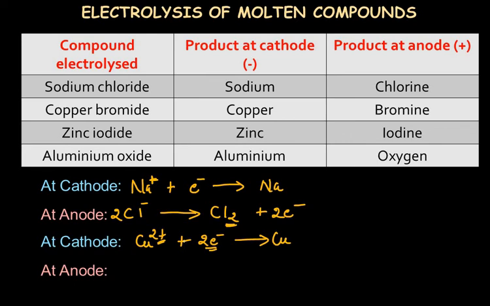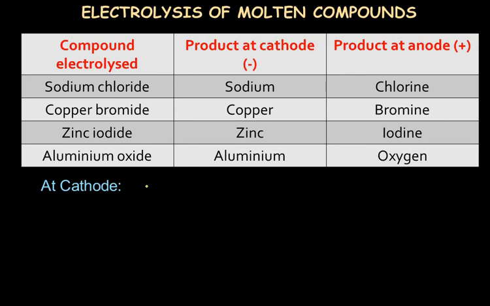Now at anode, here bromine is going to form. So bromide ions are discharged, forms bromine molecule. So balancing again requires 2 here with the bromide ions, and so it loses 2 electrons. So oxidation again occurs at anode and it loses 2 electrons because 2 bromide ions are required to form 1 bromine molecule, and 1 bromide ion loses 1 electron each. So altogether 2 bromide ions lose a total of 2 electrons.